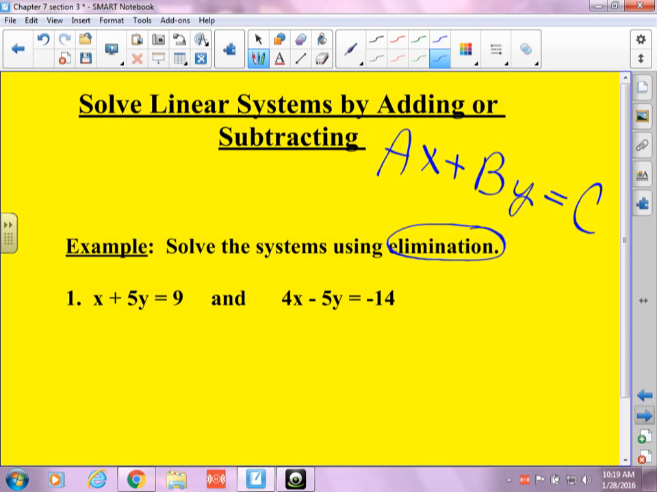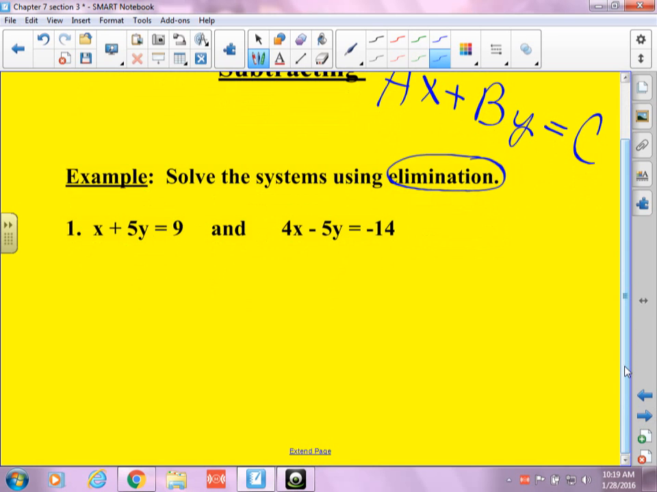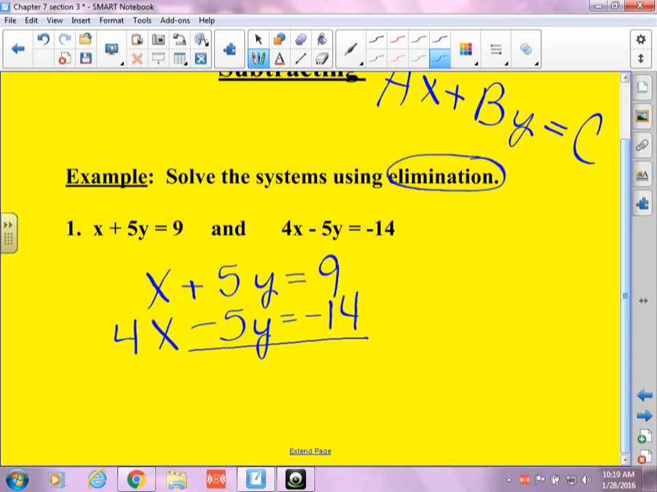Now what I'm going to do is line them up. Do you remember when you were in elementary school how you had to line up your decimals when you added and subtracted them? This is the same type of thing. So I'm going to put x plus 5y equals 9 down, and underneath that, I'm going to line up my x's. So I'm going to write 4x minus 5y equals negative 14, and I'm going to draw a line. You're going to notice I've got my x's lined up, my y's lined up, my equals lined up, and my numbers lined up. And you need to line them up that way.